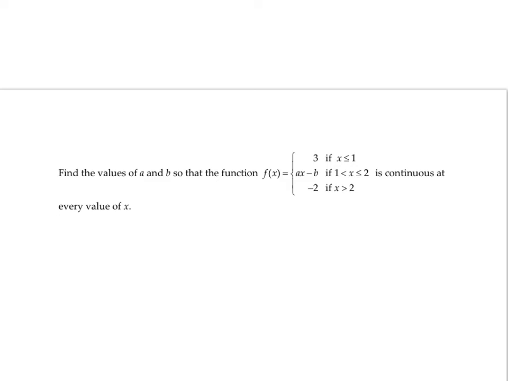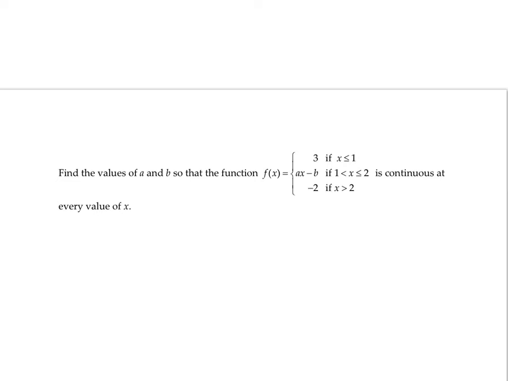Here we have a linear function. We want it to be continuous at every value of x. The only place that this function might not be continuous is at x equals 1 and x equals 2. It's certainly continuous to the left of 1, between 1 and 2, and to the right of 2, because on those intervals the function is linear, and linear functions are continuous.